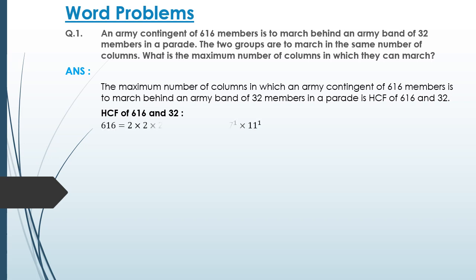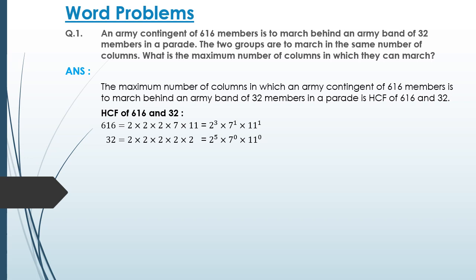First of all, I have factorized 616 like 2 into 2 into 2 into 7 into 11, which can be written in power form like 2 cube into 7 raised to 1 into 11 raised to 1. The next number is 32, which can be written as repeated multiplication of 2 five times, that is nothing but 2 raised to 5. 7 is not there, so 7 raised to 0. 11 is also not there, so 11 raised to 0, meaning 7 and 11 have appeared 0 times there.